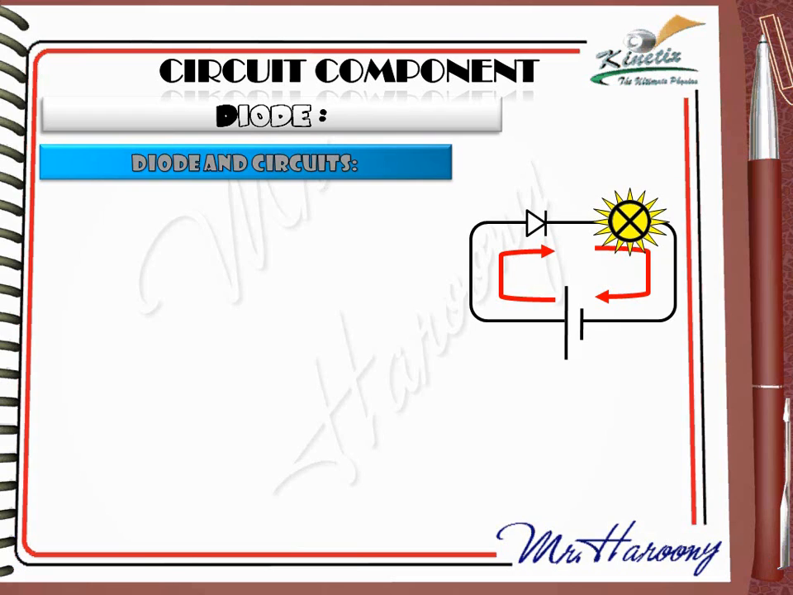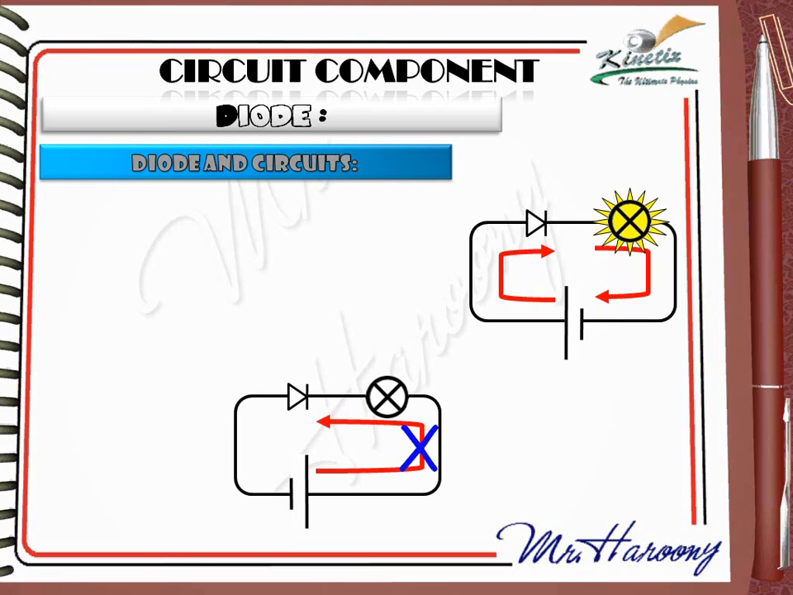If we add a diode, we can see that the direction of the current is in the same direction as the arrow of the diode. This means forward bias, and the diode will allow current to flow. But now have a look at the circuit that just appeared. The battery is reversed. This made the current opposite to the direction of the diode. This is a reverse bias. The current will be blocked by the diode, and the bulb will not light.